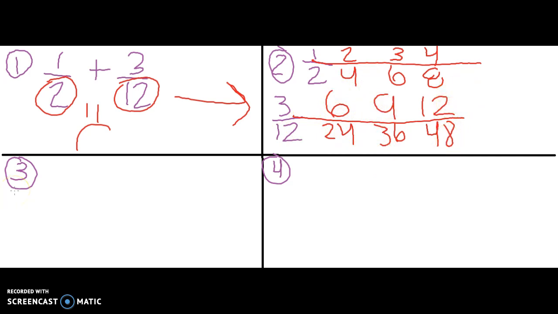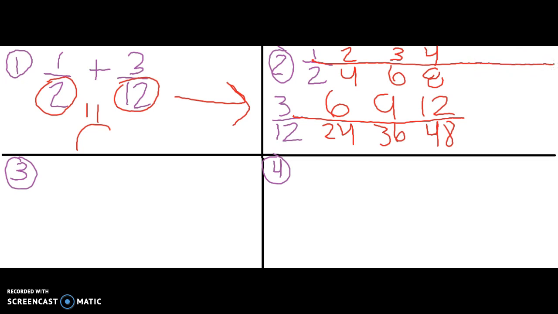Now that I've made my next 3 equivalent fractions for both numbers, I want to look only at the denominators. So up here, 2, 4, 6, 8. Down here, 12, 24, 36, 48. And I want to see if they have any numbers in common. So far, I do not see any numbers in common. Since they don't have any numbers in common, I need to keep going. I need to make more equivalent fractions. So for both fractions, I'm going to make 2 more equivalent fractions.